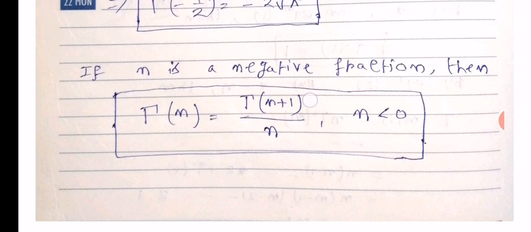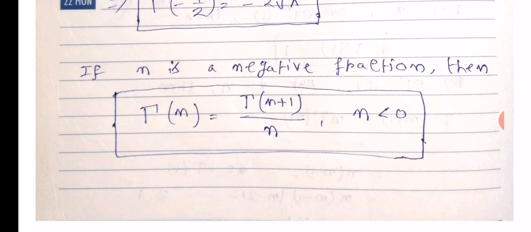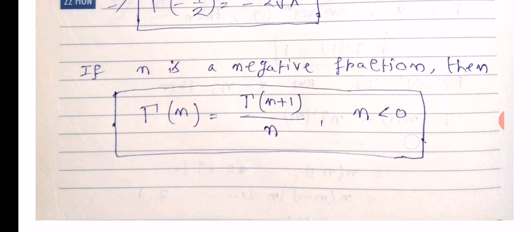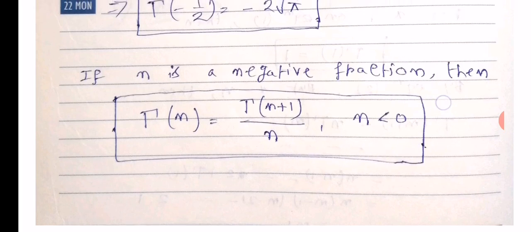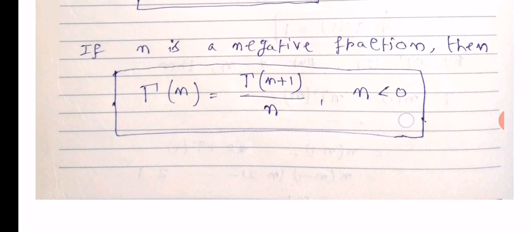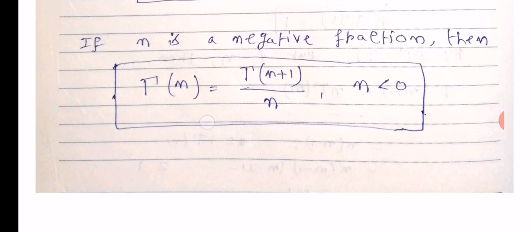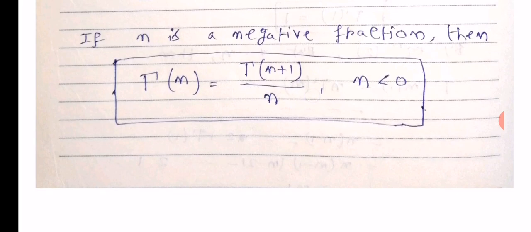So if n is a negative fraction, then gamma of n we can write as gamma of n plus 1 by n, if n is less than 0 and n is a fraction. So if n is a negative number, we can write gamma of n equal to gamma of n plus 1 by n.